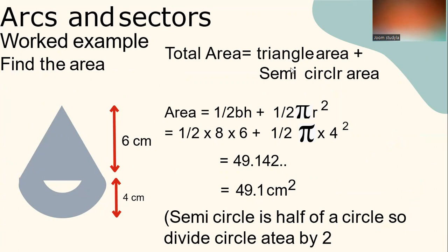And plus the semicircle area, which is half pi R squared. If circle area is pi R squared, but if semicircle area, half pi R squared. Okay.